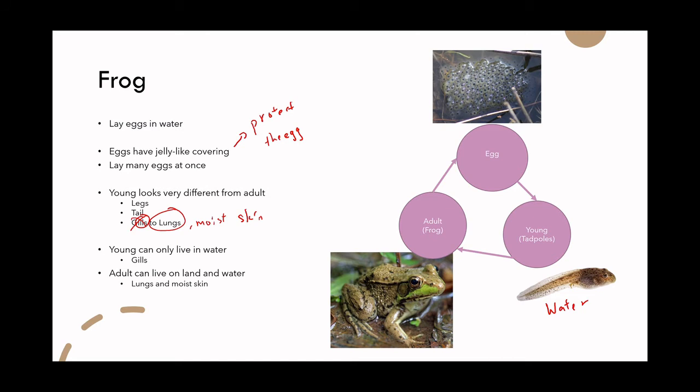The young is very different from the adult. They live at different places. The young lives in the water. The adult lives on both land and water, but mostly land. The young doesn't have legs, the adult has legs. The young has a tail, the adult doesn't have a tail. The young can breathe in water using its gills. The adult has lungs, and it no longer has gills. It only has moist skin to help it breathe in water.